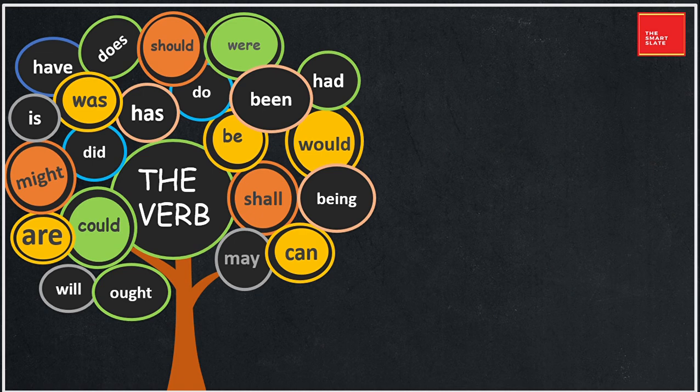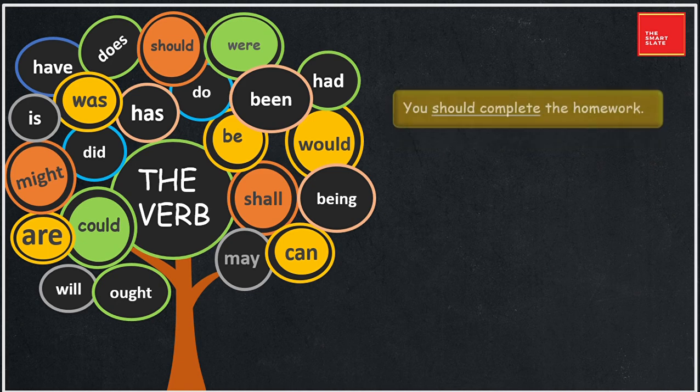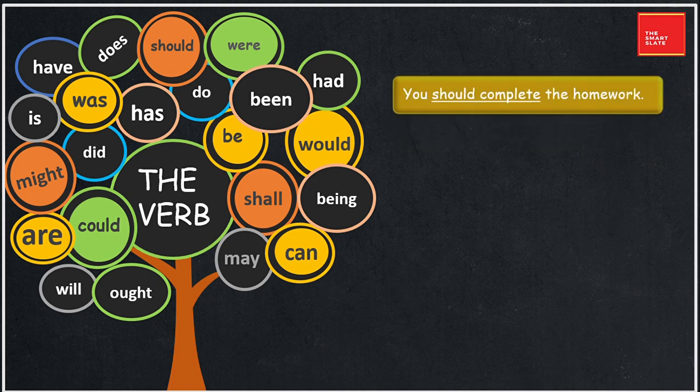Now we'll come to the main point, that is the verb. We have understood the basic idea about verb. Now the verbs are classified into different categories. But before beginning, let us look at a few sentences to understand verb. You should complete the homework. If you have seen the video on parts of speech, you must have understood that you is a pronoun, should complete is your verb, and homework is again a noun.